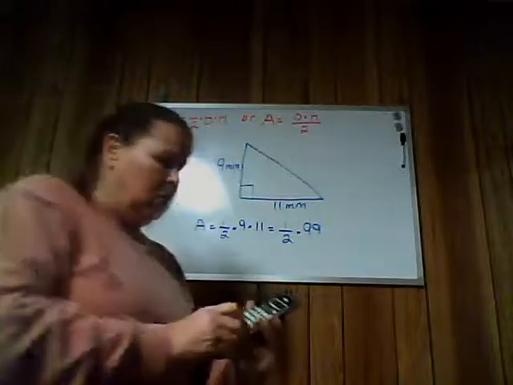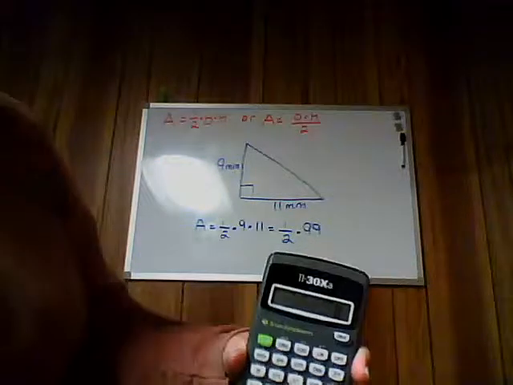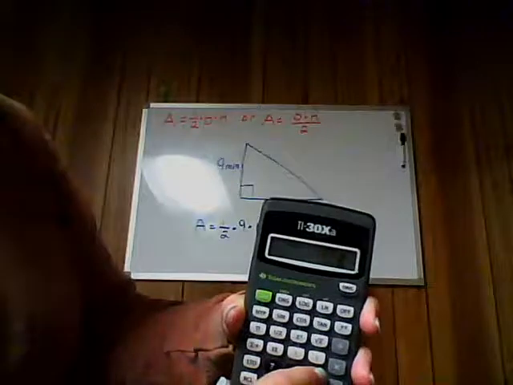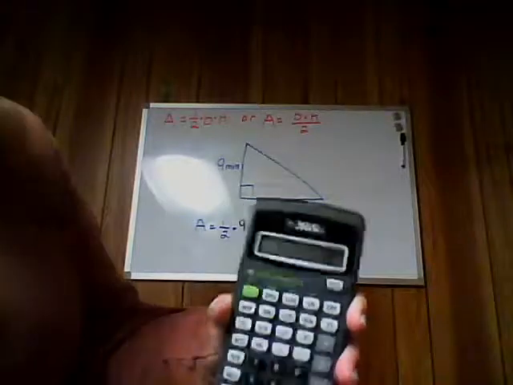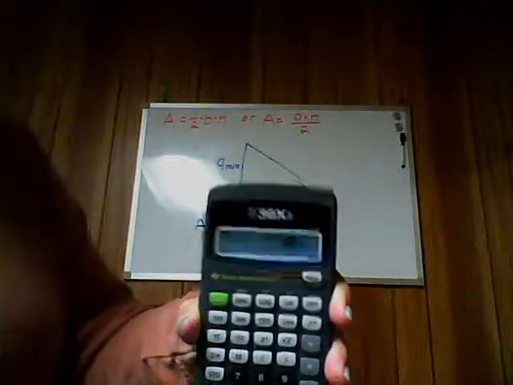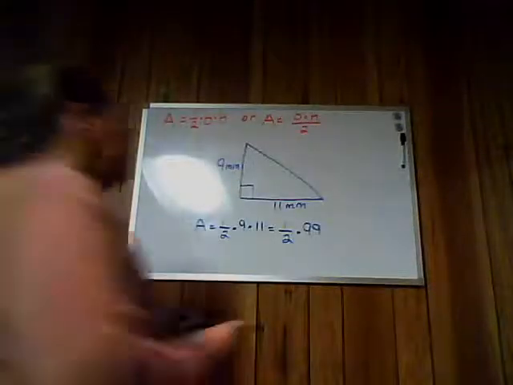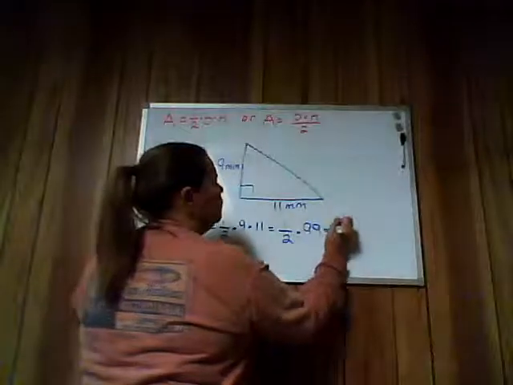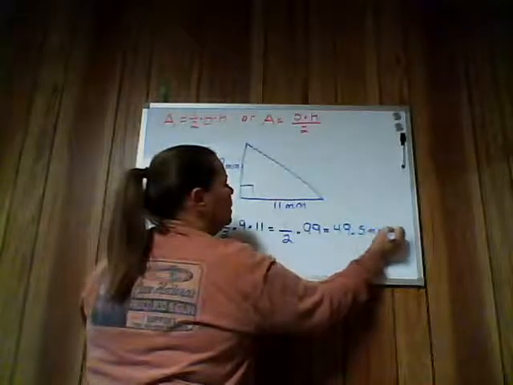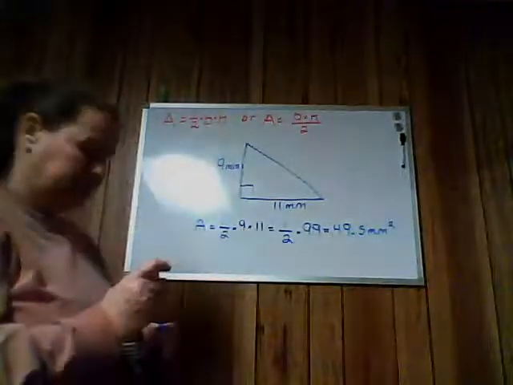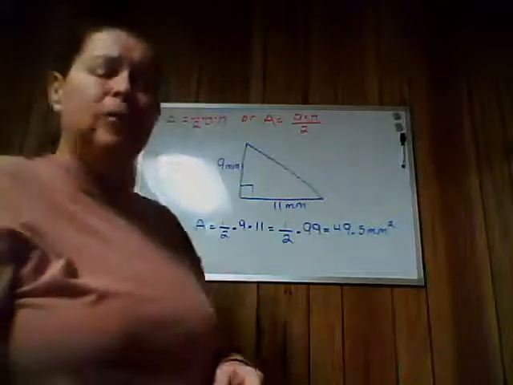Okay. So on your calculator, to do 1/2 times 99, easiest way, since you guys are probably going to use your cell phones, is going to be 99 divided by 2. Multiplying by 1/2 is the same thing as dividing by 2. And can you guys see that? 49.5. So this would be 49.5 millimeters squared.